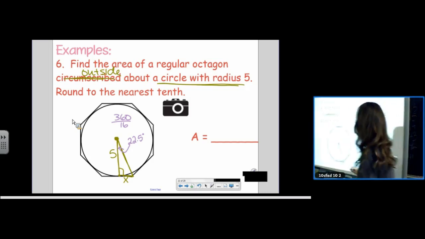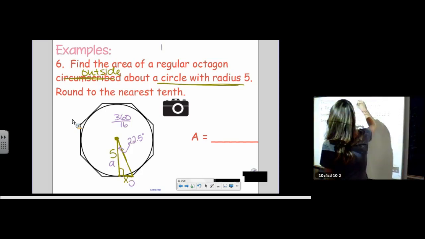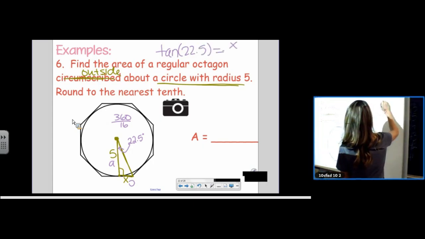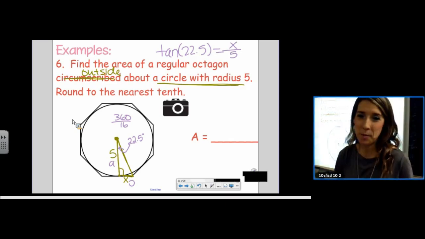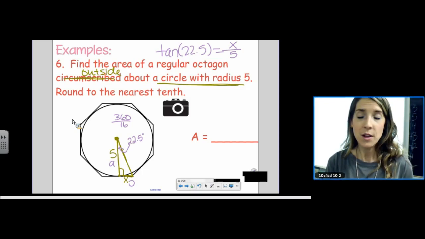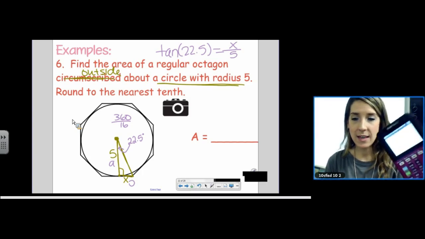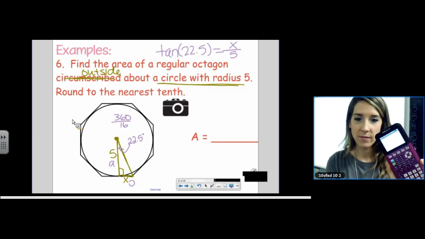Tangent again, because we have opposite our angle and adjacent to our angle. So it's TOA. Tan of 22.5 equals opposite over adjacent. My variable's in the numerator, so I'm going to multiply 5 times tan 22.5. And I get 2.07, on and on and on and on, this long decimal. So I'm not going to write it down. I'm going to keep using the whole decimal. This, in my calculator, is half of a side. Times 2. Now I have a whole side.